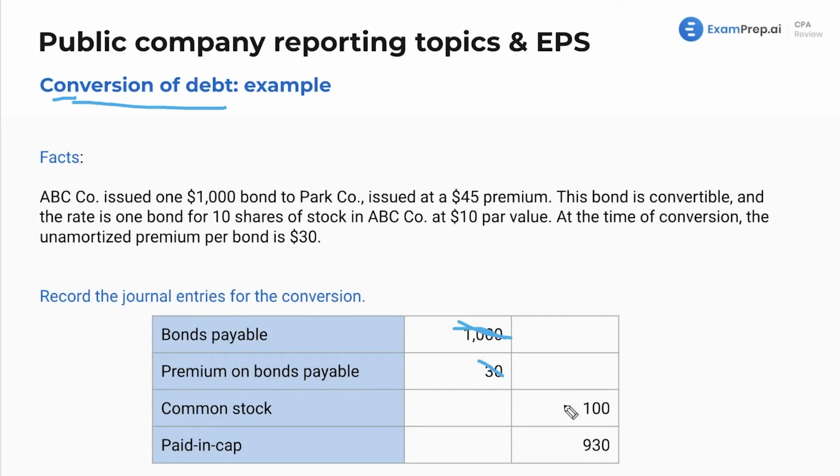Common stock, what is being given for this? Well, 10 shares per one bond. There's only one bond at a $10 par value. Common stock for the company is going to be $100. And APIC, well, APIC is the plug, right? It's also the amount over par value that the company is going to recognize essentially as a quote unquote gain. So this is the journal entry for when a company actually does convert that bond to common stock.